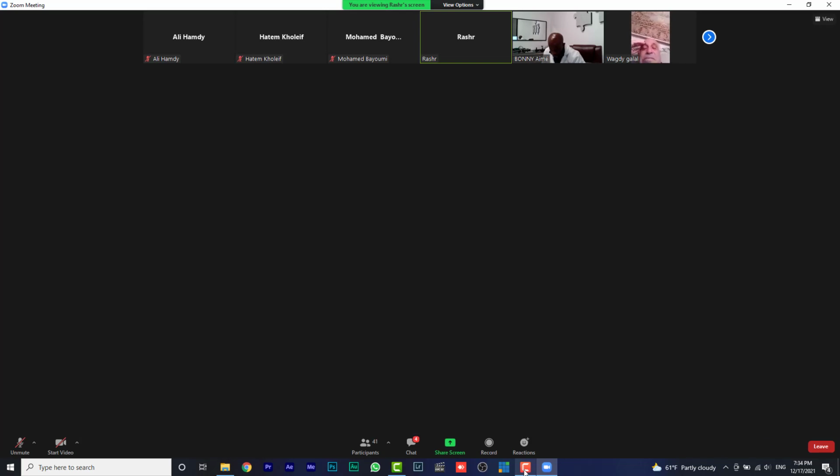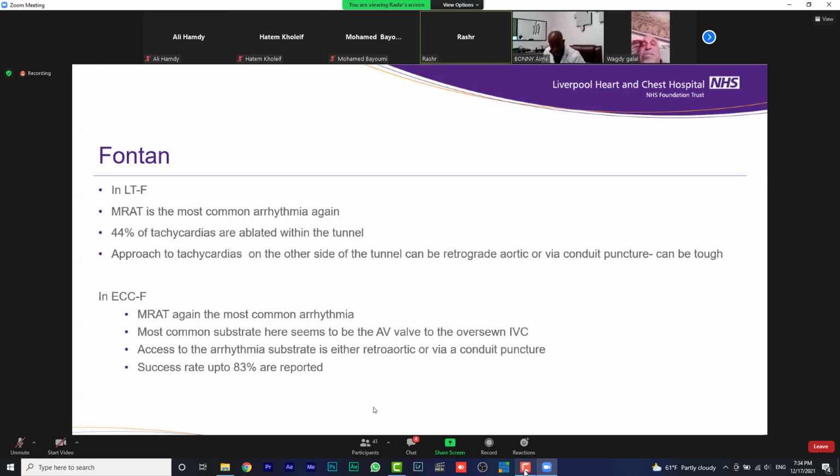In the lateral tunnel, again, macro-reentrant, you're less likely here to be able to get all of the tachycardias within the tunnel, because the most common isthmus, if you like, is from the original AV valve back down to the IVC, almost like a CTI flutter. So whilst you'll be able to get the IVC portion and a portion of the right atrial portion of the arrhythmia, getting to the AV valve portion is difficult. And so often you will either need to come retro-aortic, or certainly my preference is to do a conduit puncture and then take out the AV valve portion.